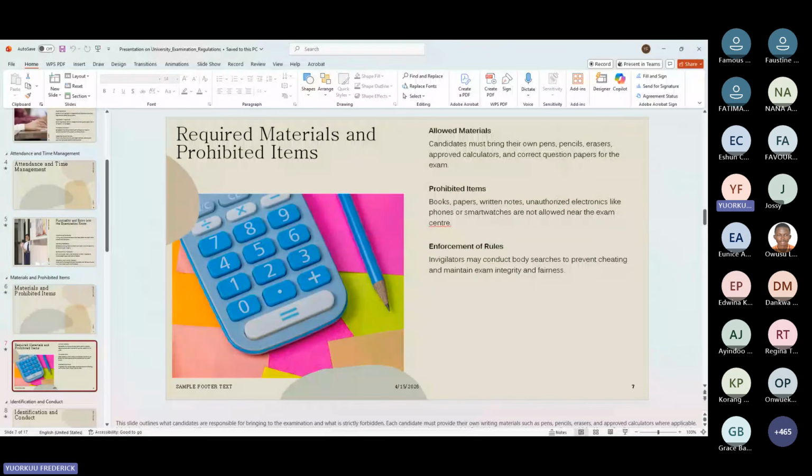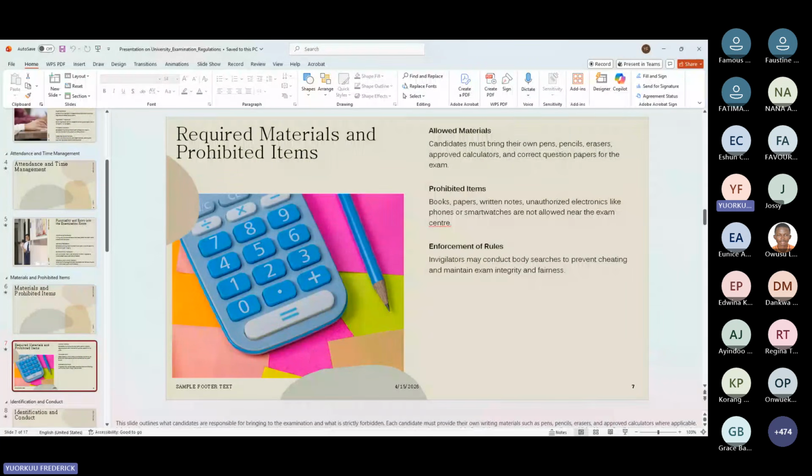So the prohibited items: books, papers, written notes, unauthorized electronics like phones or smartwatches are not allowed near the exam center. These materials must be put 50 meters away from the examination center. So please don't come with them. If you are a non-resident student, please get a very committed friend, so you can always leave some of these things with them, and then just walk there with your plain hands. Apart from your pens and pencils and erasers, you come and write your exams and then go.